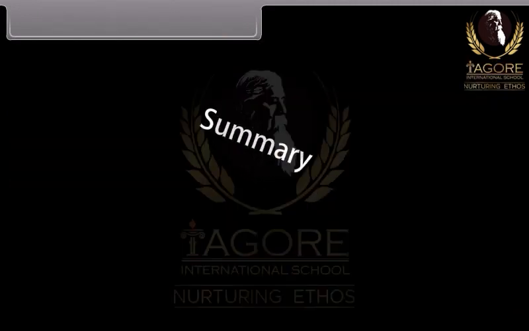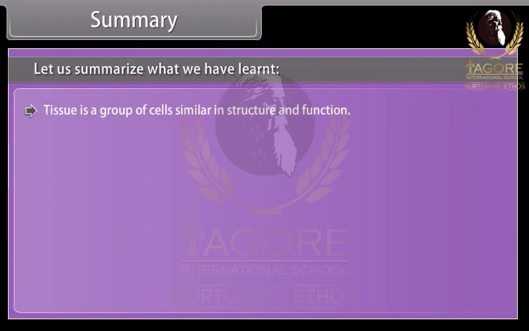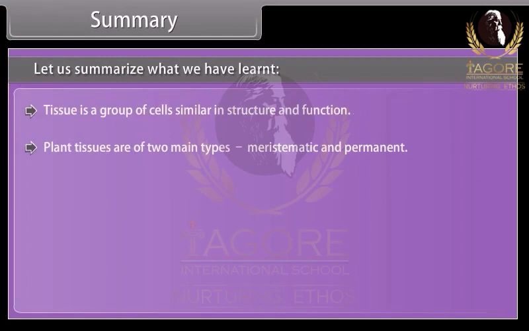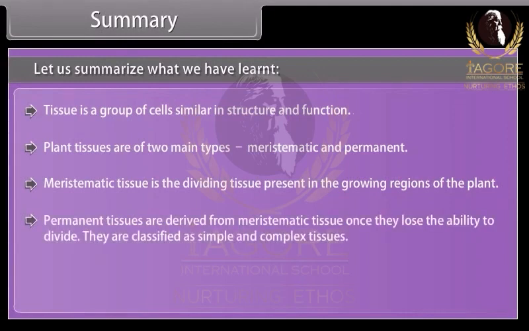Summary. Let us summarize what we have learned. Tissue is a group of cells similar in structure and function. Plant tissues are of two main types, meristematic and permanent. Meristematic tissue is the dividing tissue present in the growing regions of the plant. Permanent tissues are derived from meristematic tissue once they lose the ability to divide.